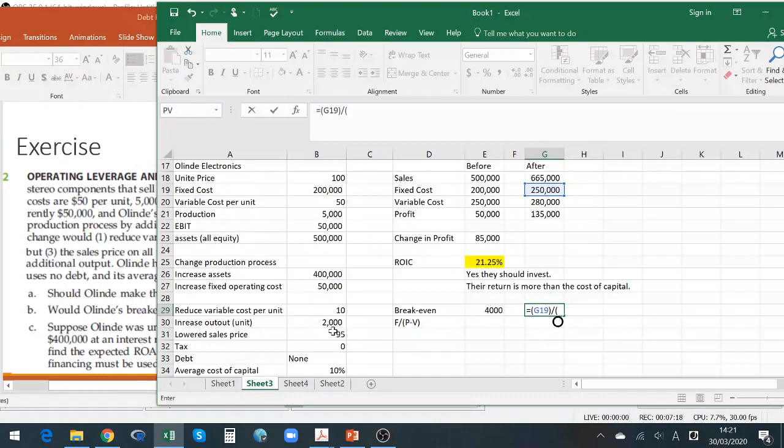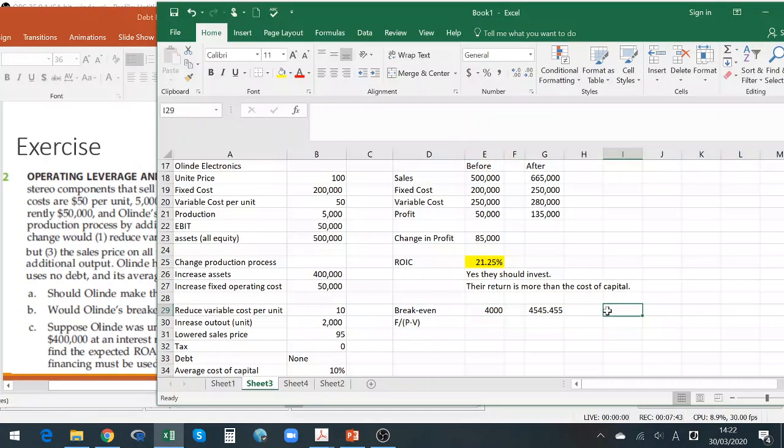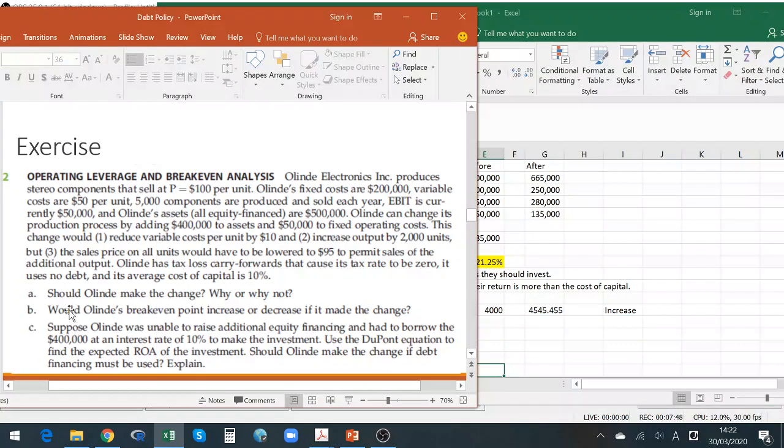Price is reduced to 95, right? Minus how much is the variable cost? Variable cost is 50 minus 10, so it's basically 40, right? Okay, so here we go. So the break even point changes from 4,000 units to 4,500 units. Okay, so would the break even point increase or decrease? The answer is increase.